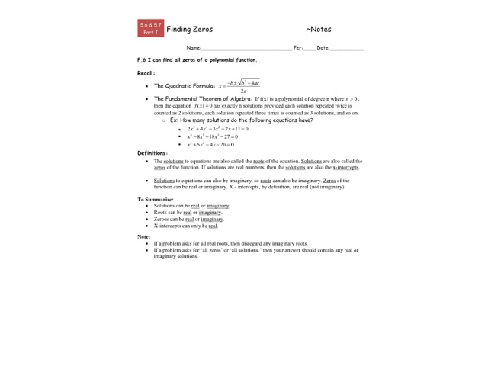First, recall the quadratic formula. We are going to need to know that. x equals the opposite of b, plus or minus the square root of b squared minus 4ac, all over 2a. Also recall the fundamental theorem of algebra, which says if f of x is a polynomial of degree n, where n is greater than 0, then the equation f of x equals 0 has exactly n solutions, provided each solution repeated twice is counted as 2 solutions, each solution repeated 3 times is counted as 3 solutions, and so on.